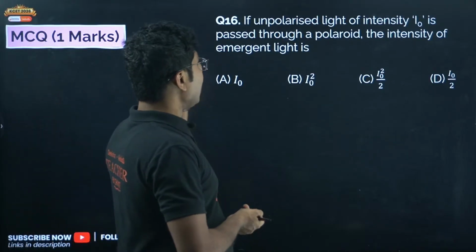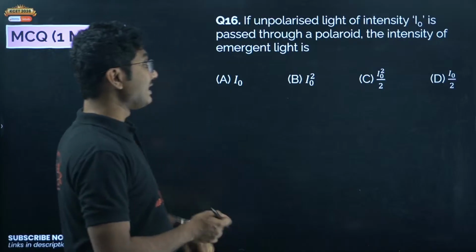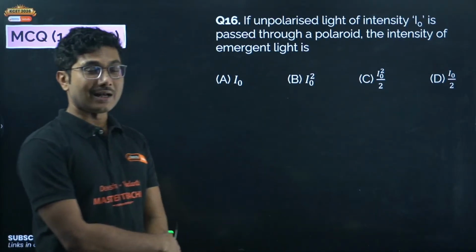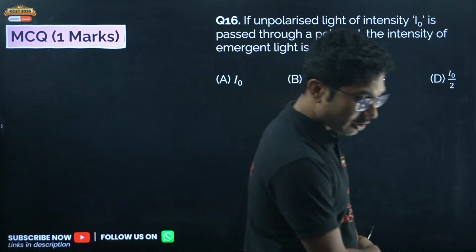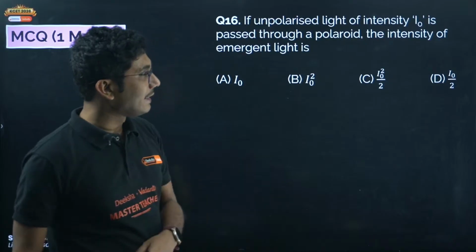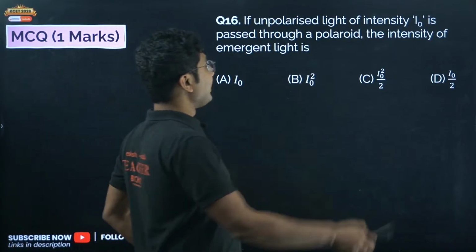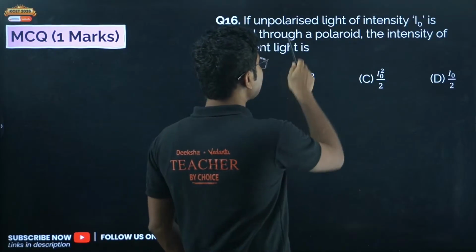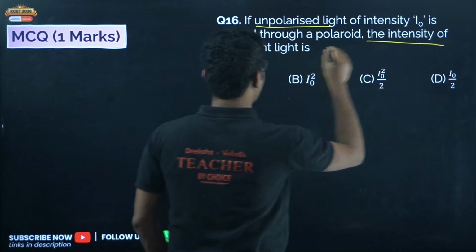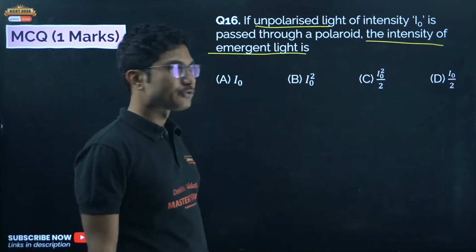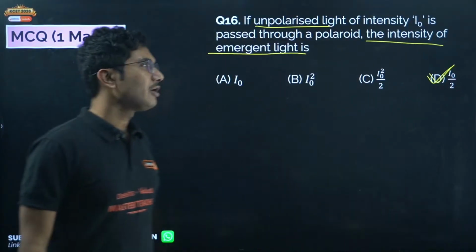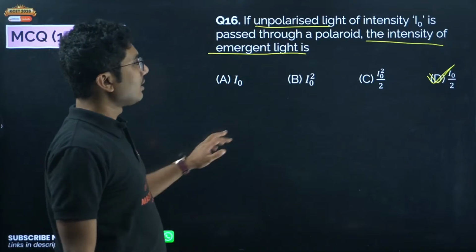Don't worry. If unpolarized light of intensity I0 passes through a Polaroid, then the intensity of the emergent light is what? For a Polaroid, when the light is unpolarized and passes through the Polaroid, the intensity drops to half. So the intensity of the emergent light is I0 by 2. Clear?